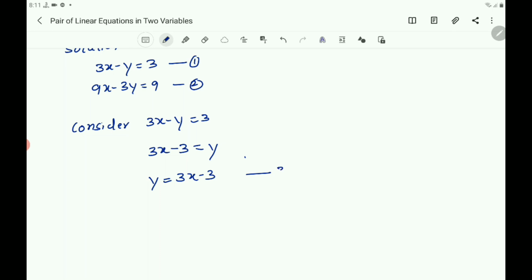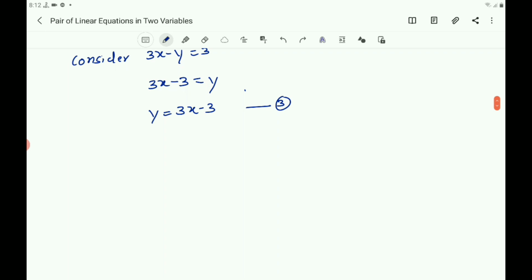Consider this as the third equation. Here we have expressed y equals 3x minus 3. Y is expressed in terms of x. So you got the value of y in terms of x. That is, 3x minus y equals 3. What you have done here? Minus y is transferred to RHS and 3 is transferred to LHS. Then you got 3x minus 3 equals y. That is y equals 3x minus 3.